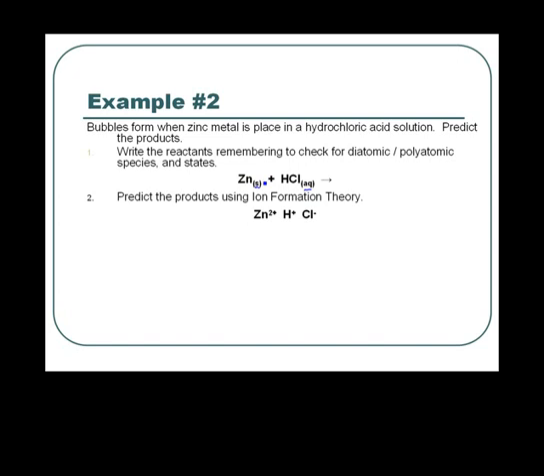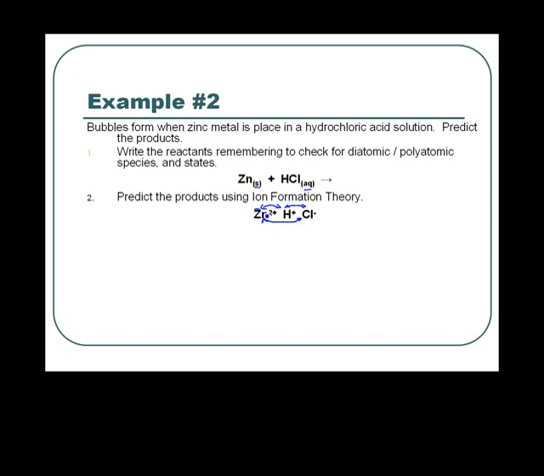And then we check out what ions we could possibly have. So zinc forms a 2+ ion, hydrogen forms a 1+ ion, and chlorine forms a 1- ion. Now, the zinc and the hydrogen can't get together. They're both positively charged, so they'd actually repel each other. The hydrogen and the chlorine could get together, but then we'd end up with what we started with. So there's not much of a reaction happening there.